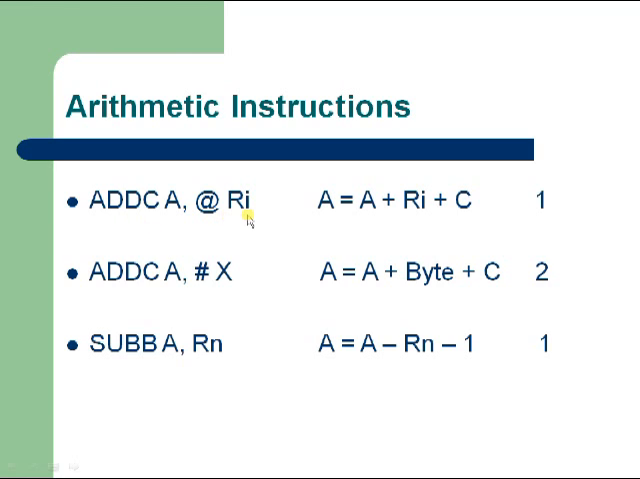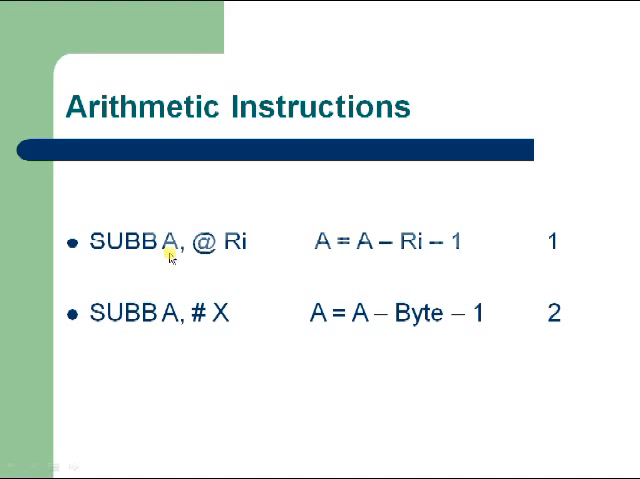ADDC A, @Ri: the value at the address will be added with A, and again along with carry, and the result will be stored inside A. ADDC A, immediate value: the immediate value, accumulator content as well as carry flag will be added, and the result will be stored inside the A register. Now subtract with borrow, SUBB A, Rn: here A minus Rn minus carry, if there is a borrow then it would become 1, and the resultant value will be stored inside A.